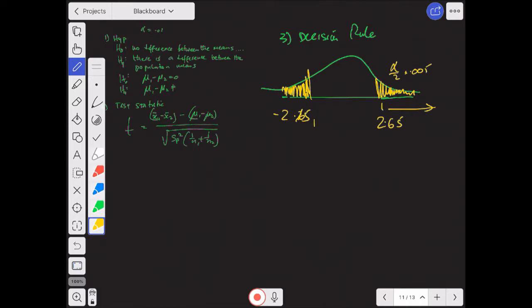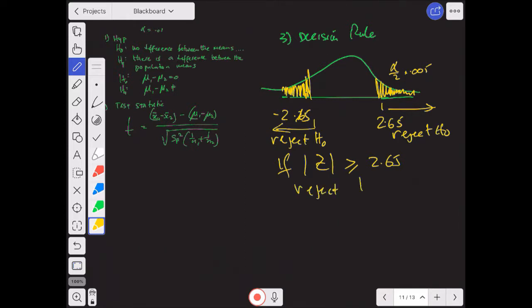It's negative 2.65 and positive 2.65. So we will reject the null hypothesis if we're in these regions. Reject H0. So we could say that if our Z value, or the absolute value of Z, is greater than or equal to 2.65, that means even if it is negative, if its absolute value takes you beyond 2.65, then you're in the rejection region. Reject the null hypothesis. All right? Good. And that's the decision rule.